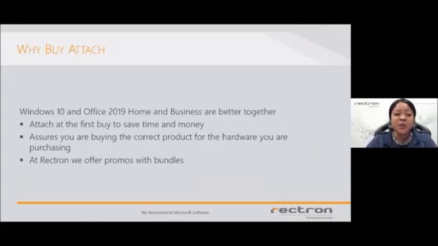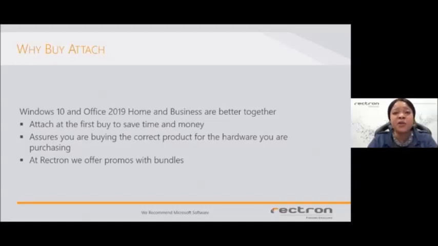So the most important thing that we're trying to lead with at Rectron is making sure that every device leaves with Office. We call that attach. So why should a customer buy attach with us? It saves you time, which means that you don't need to be shopping around for Office. Where you buy your machine devices, you can also get your Office.